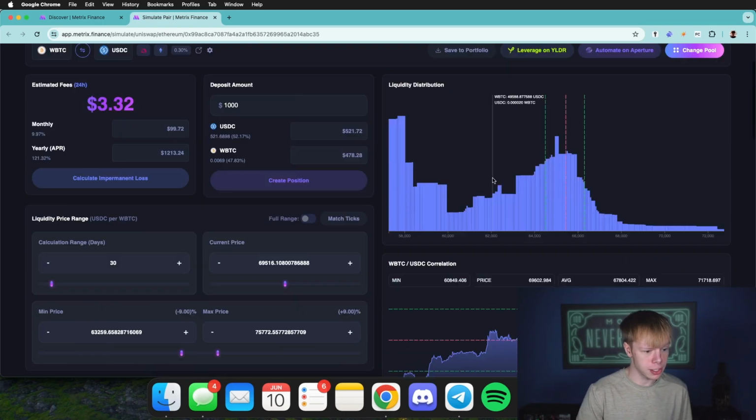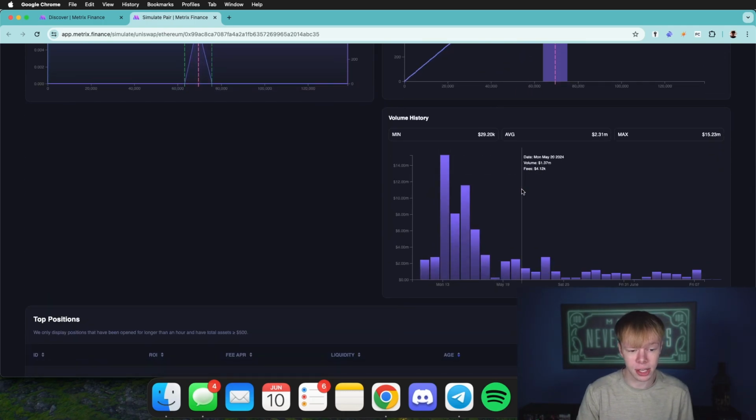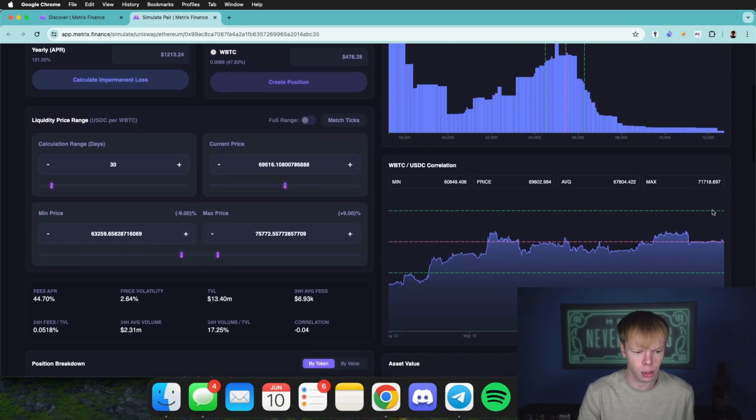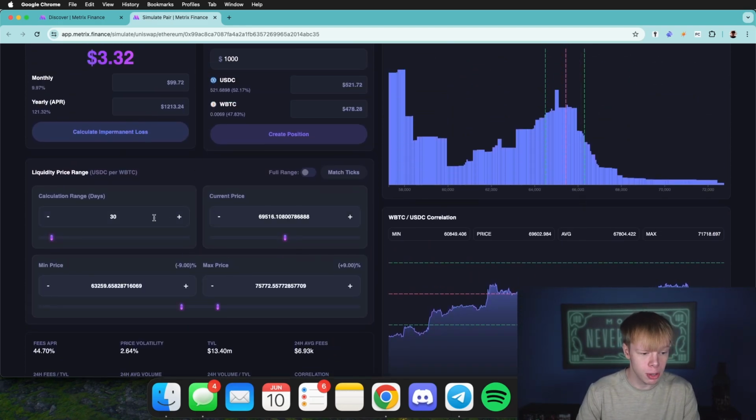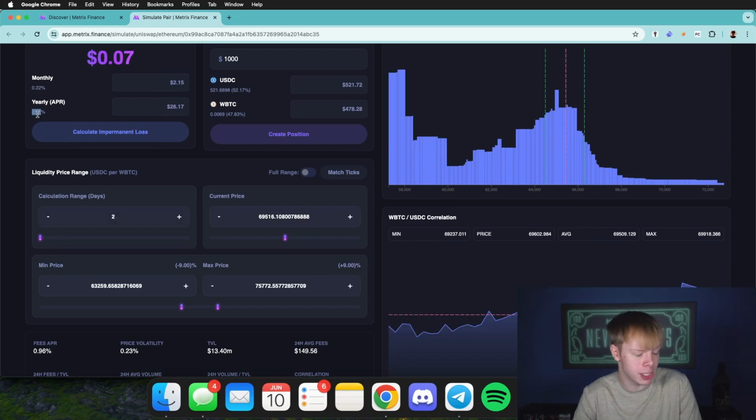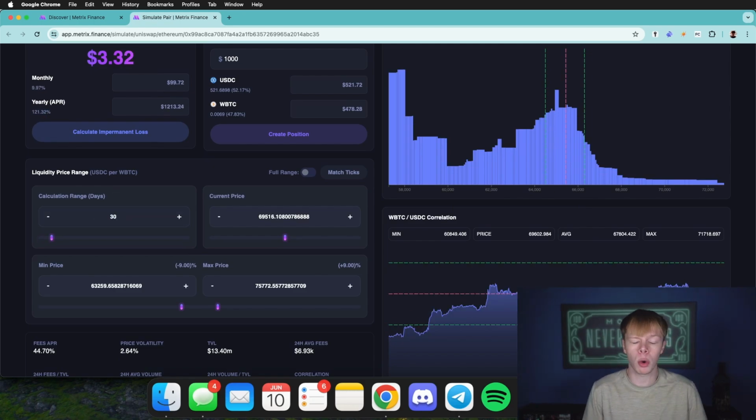And what Metrix Finance does is it factors every single day that's shown on this volume history chart, which means we're factoring the days where we had really high volume, but more recently, we do not have that high volume anymore. So it's not logical to factor in those days. If we were to use a 2-day calculation range, we go down to 2.6% APR. Not good at all. So that's where identifying different opportunities for wrap Bitcoin would come into play.